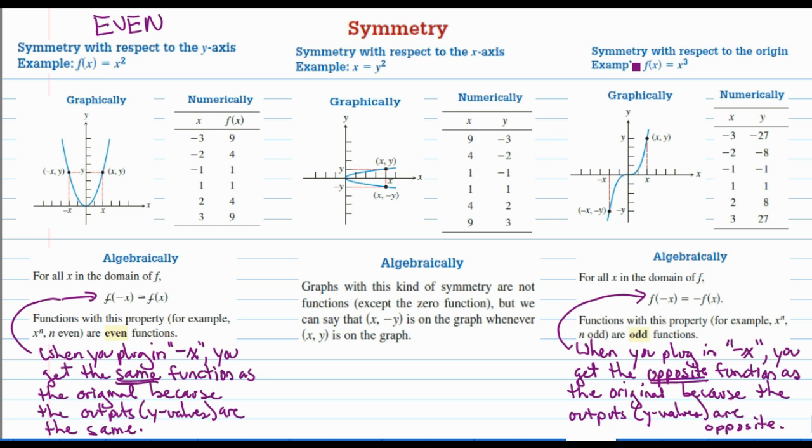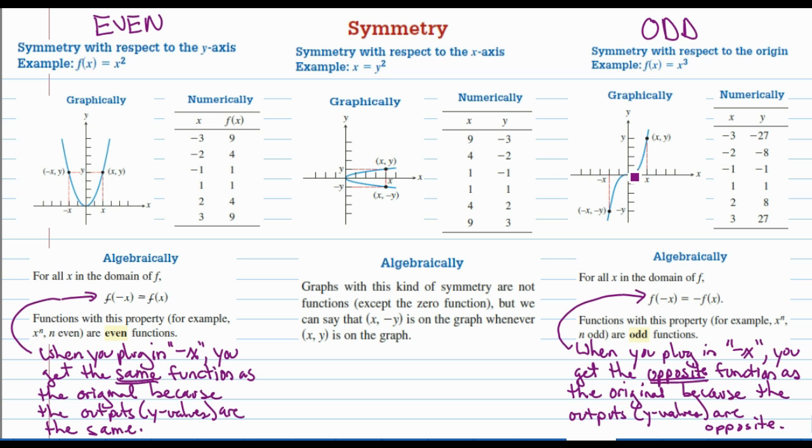Now, the third type of symmetry is symmetry with respect to the origin. We call this one odd. What odd symmetry means is that if I take any point, let's call it x comma y, that point will be given the opposite y value when I plug in the opposite x value. So negative x, negative y. In other words, I take x comma y's path to the origin and keep going a second distance away from the origin. It is reflected through the origin.